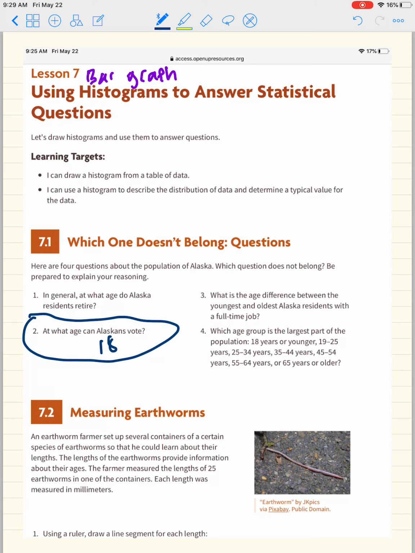I'm not sure exactly when Alaskans can vote, but let's say the answer is 18. Your graph would look something like this, and all your answers would be in one spot, and so that's not really good statistical data. So that is the one that does not belong.